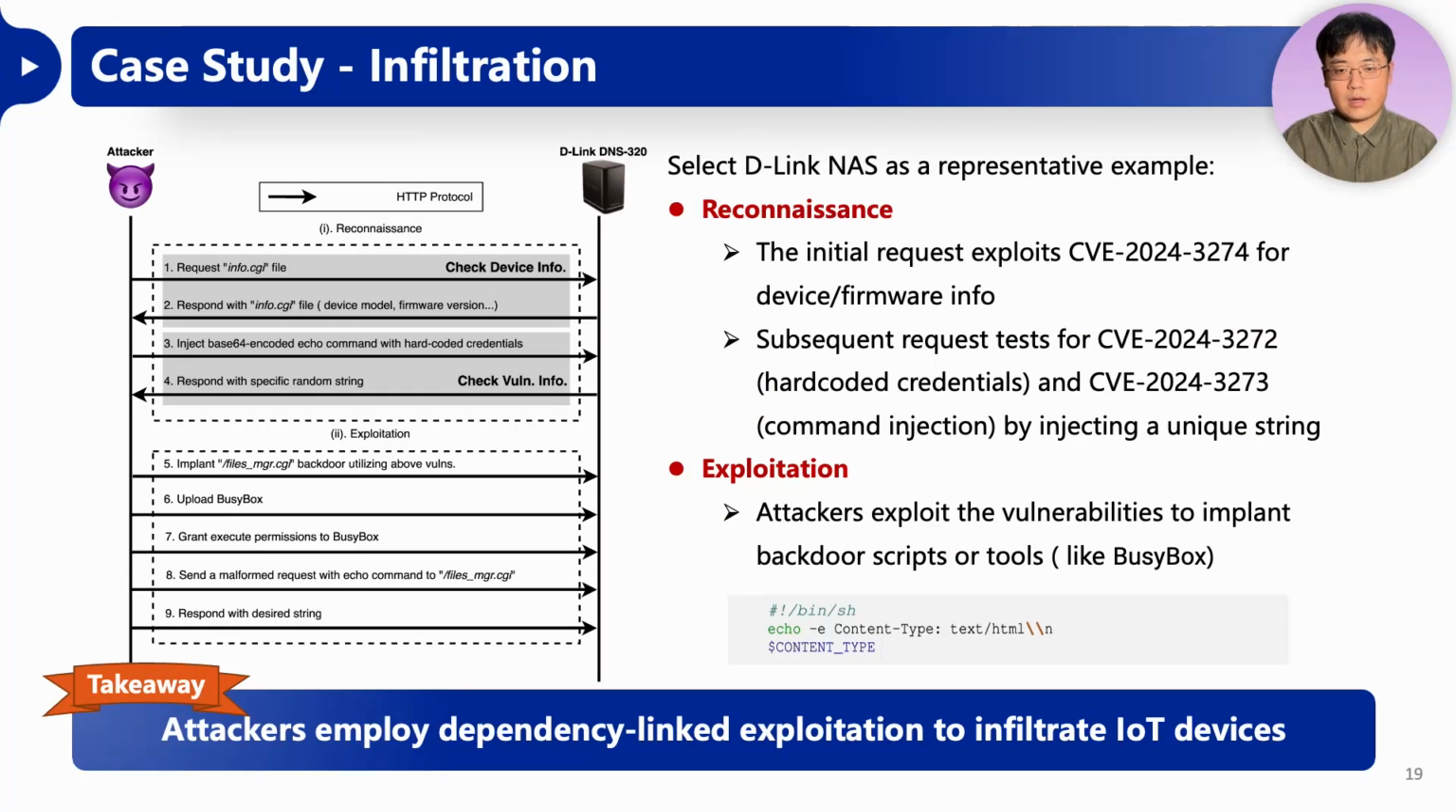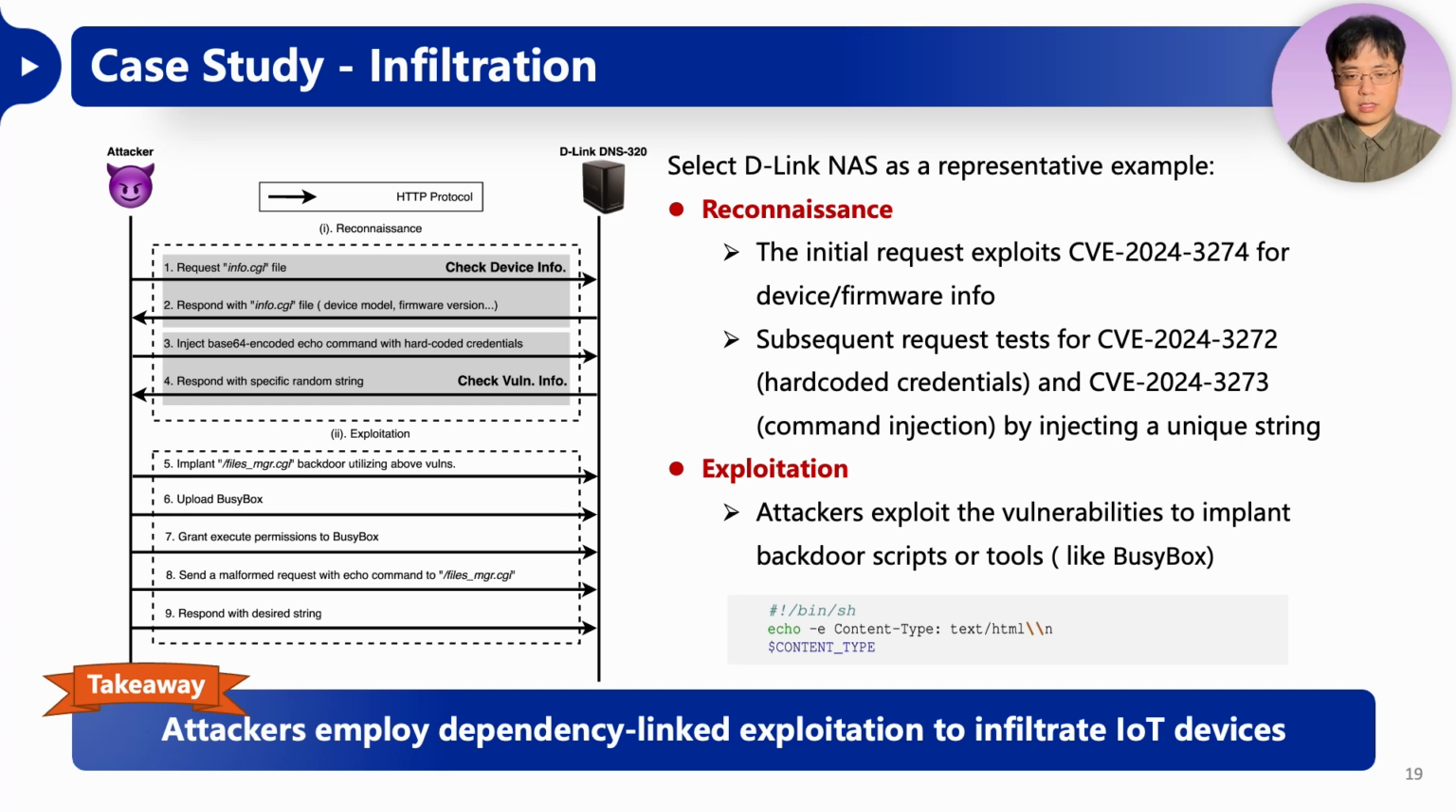This is a case study on the infiltration process of a D-Link NAS attacker. First is reconnaissance. The initial request exploits one information disclosure vulnerability to get device or firmware information, and subsequent requests test for a hard-coded credential vulnerability and a command injection vulnerability by injecting a randomized unique string. Once confirmed, the exploitation phase began. The attacker used these vulnerabilities to implant a backdoor or additional tools like BusyBox to gain full control of the device.